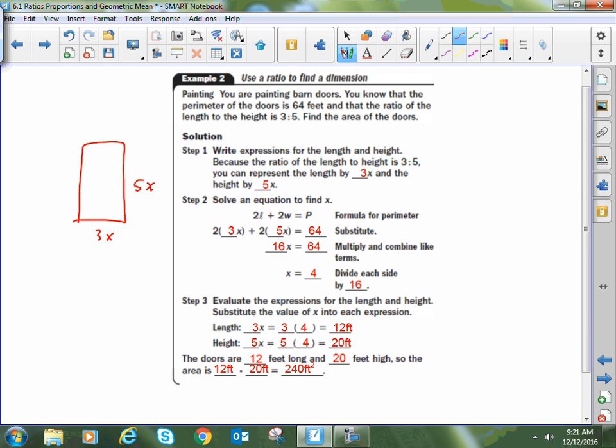Now, interestingly, we could have set up this problem without having to do perimeter. If I said area is equal to length times width, I could have easily said, well, if we knew the area in advance, we could work it out. So I could say 3x for the length times 5x for the height, which would have given me 15x squared. And if we knew the area, then we could divide by 15 and then take the square root of x, but we didn't know the area. But that's how we would have done it if we did.